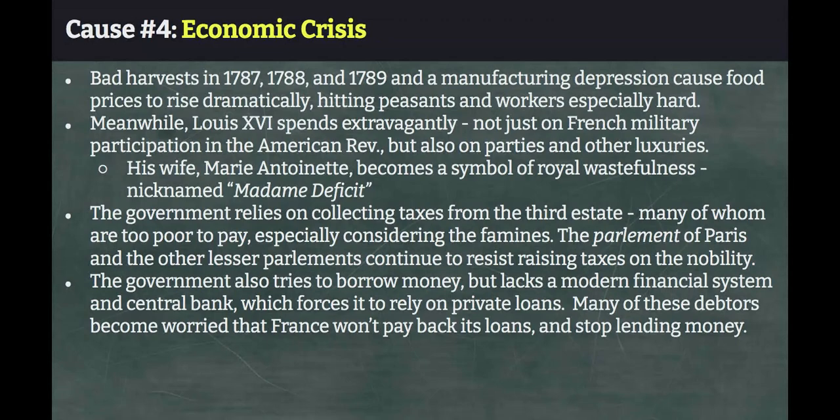And then the government decides to solve their debt problem by continuing to collect taxes, not from the wealthy people in France, so the nobles and the clergy, but they can't collect taxes from the Third Estate, many of whom can't actually pay those taxes, especially because they're starving to death because food prices are really high. So the Parlement of Paris continues to just be like, hey, I don't want to raise money on the nobles, so the problem does not get solved.